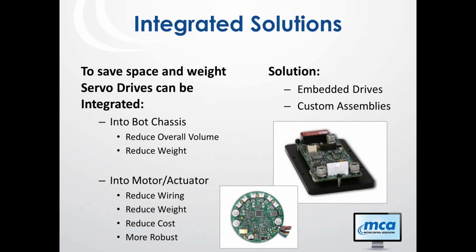So a good thing that you can do is integrate your solutions for these types of vehicles. How do I put the bot into the chassis? I can reduce the overall volume and the overall weight of the system, and you can put that also into the motor actuator, as I showed in the previous picture. Also on the right-hand side, I show a servo drive that is in a circular fashion. Again, it's going to be mounted in the back end of the motor. That particular drive operates from -40 to 110 C.